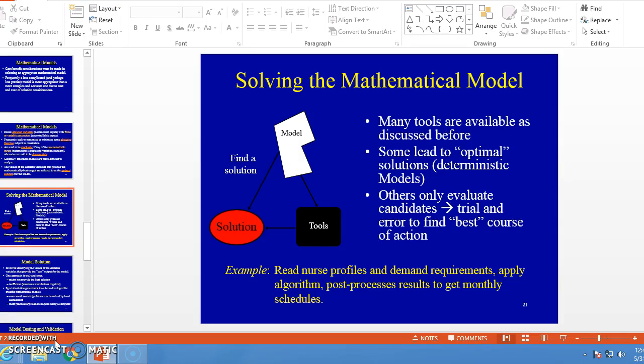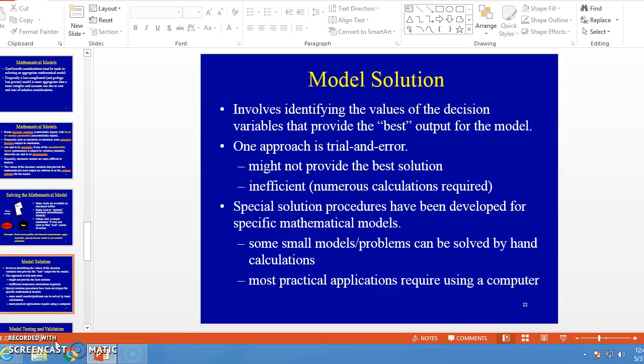The next one, solving the mathematical model. Many tools are available, as discussed before. Some lead to an optimal solution, others only evaluate candidates, using trial and error to find the best course of action. Example: read nurse profiles and demand requirements, apply the algorithm, and post-process the result to get monthly schedules. Solving the model involves identifying the values of the decision variables that provide the best output for the model. One approach is trial and error, which might not provide the best solution and is inefficient.